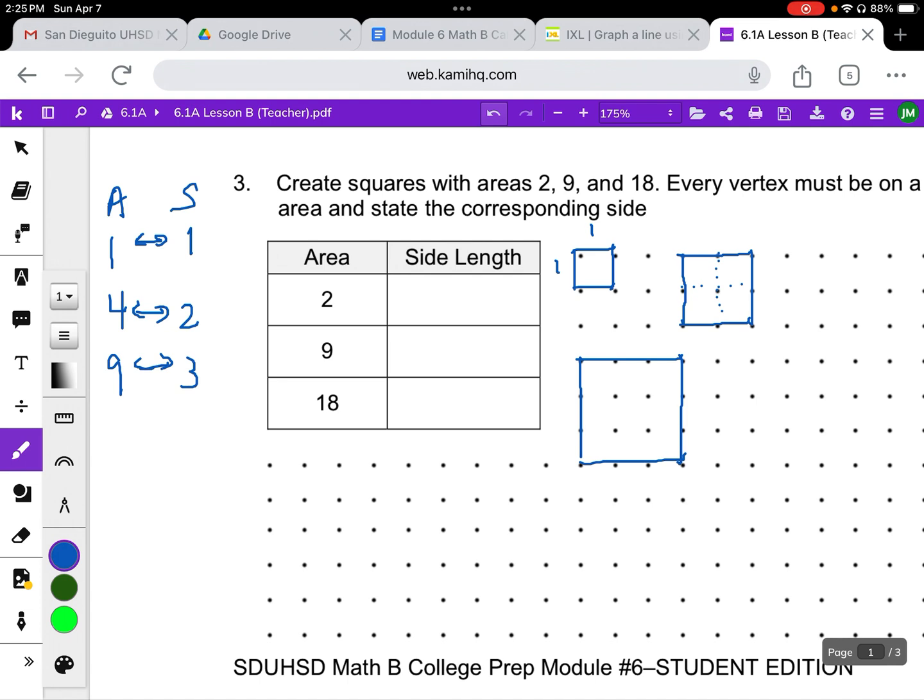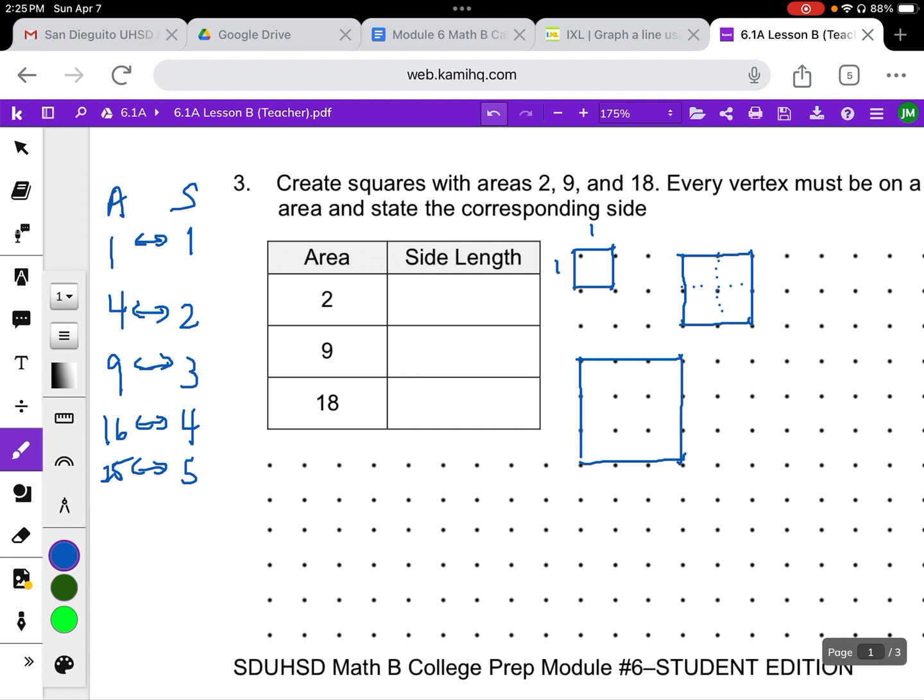As we're doing this, the side length could be 4. I'm not going to draw it, but 4 would be 16. We could do 5, and 5 would be 25. But we are skipping over certain areas. It doesn't seem possible to draw an area with 2 square units, or 3 square units, or 5, 6, 7, or 8. We did 9. But some of these areas are not going to work out.